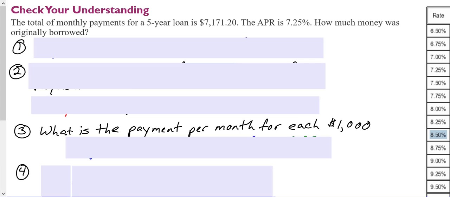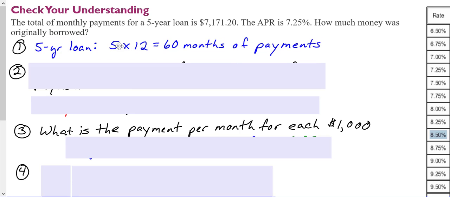So in this check your understanding, the total of monthly payments for a 5-year loan is $7,171.20. The APR is 7.25%. How much money was originally borrowed? We're going to work backwards to figure out how much money was borrowed. The first thing we want to do is figure out how many payments we actually made. It was a 5-year loan, so 5 years times 12 months means we had 60 months of payments.